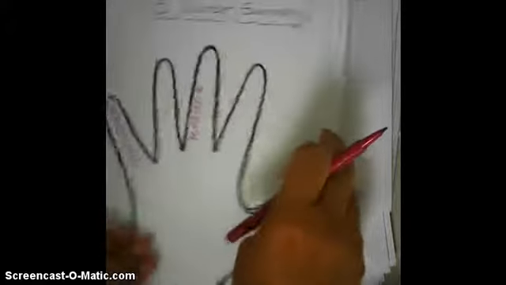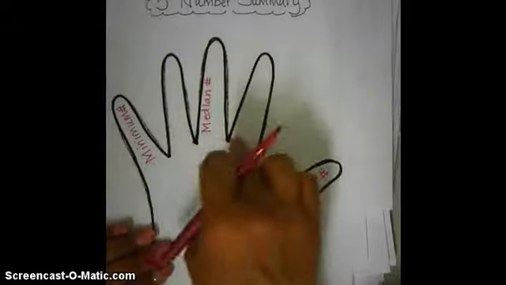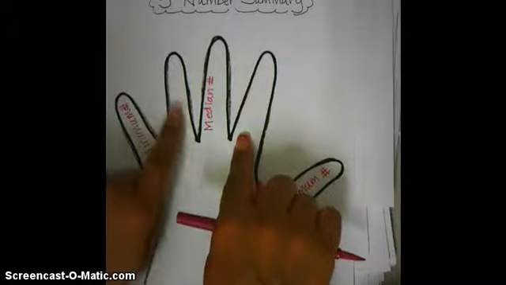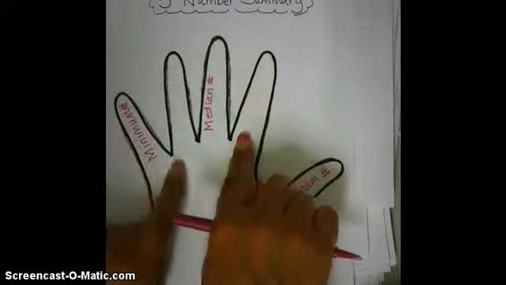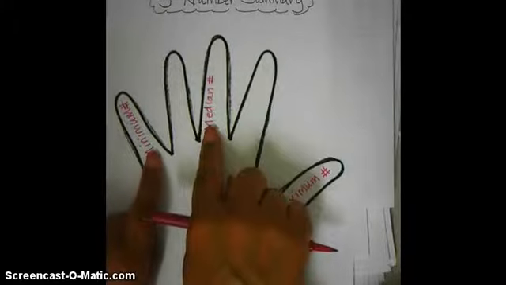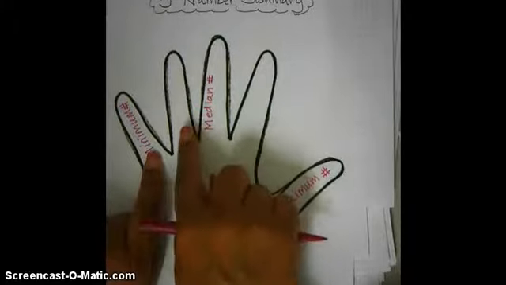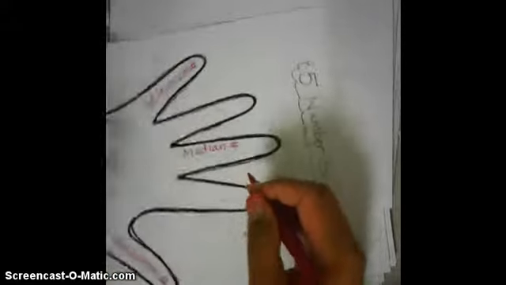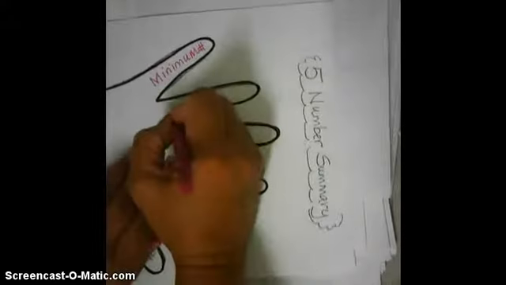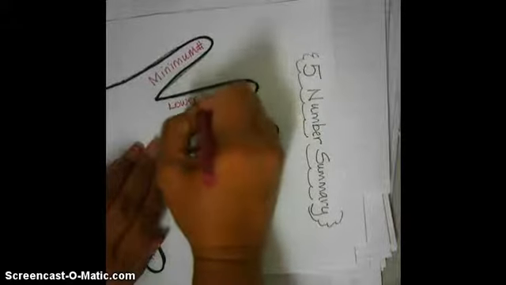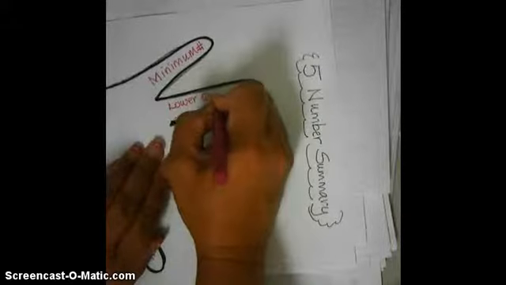Okay, the next 2 descriptors are your lower quartile and your upper quartile. Your lower quartile is going to be the middle number in the lower half of the data. So the middle number between the minimum and the median is going to be your lower quartile. So we're going to place it here between minimum and median. So pause the video and get this finger labeled. It is your lower quartile.